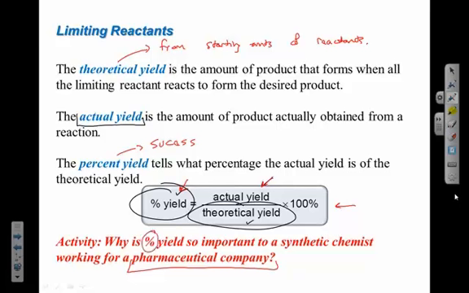It's hard to get a good percent yield. You know, a lot of reactions just don't run to a very complete state. So there are tricks you can use to improve that, but that's a measure of your success, and it's really important in the industry.